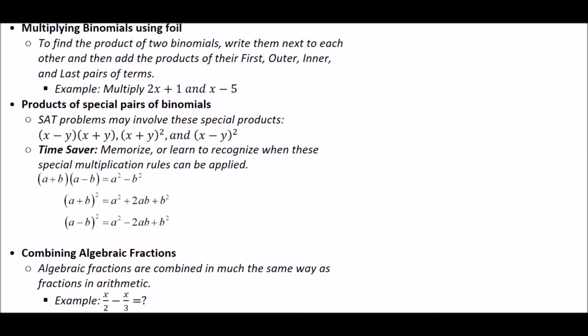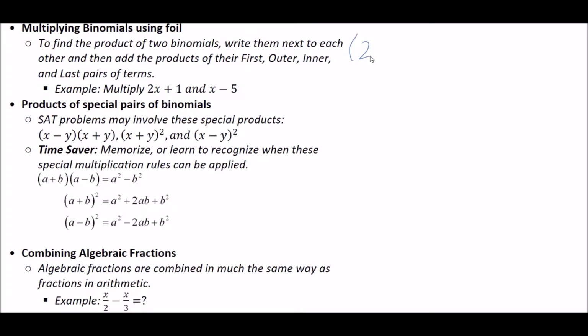So today we'll begin with multiplying binomials using the FOIL method. I know this is a review for many of you, but please bear with me as you'll need to know it for the SAT. To find the product of two binomials, write them next to each other and then add the products of their first, outer, inner, and last pair terms. Let me show you how to do that with our example here.